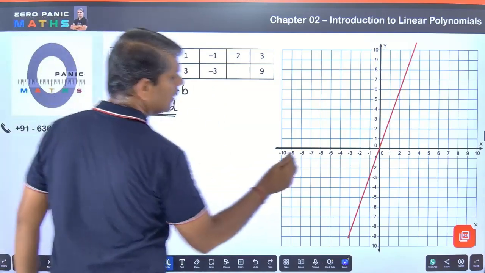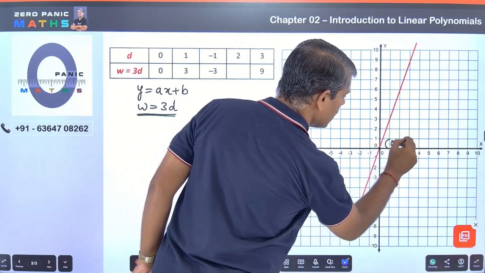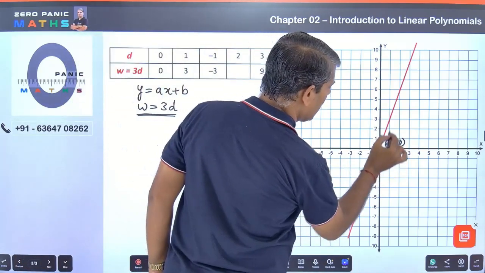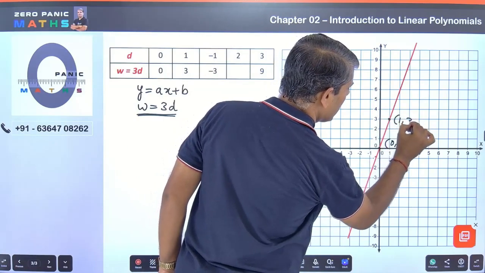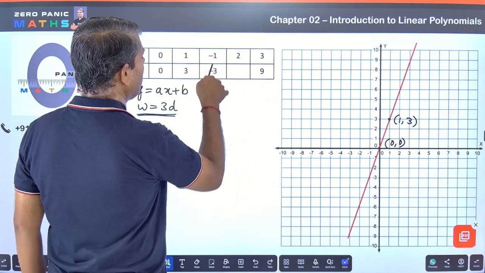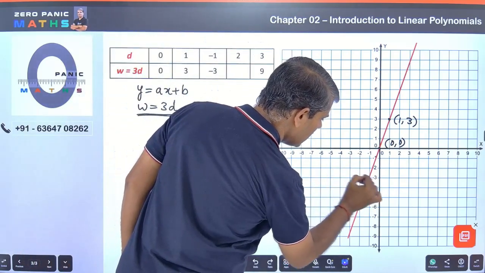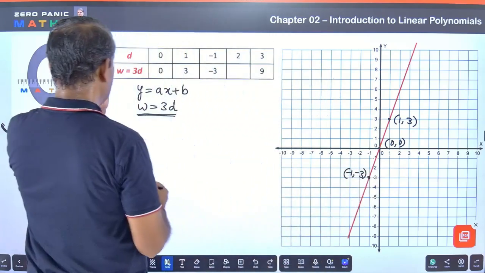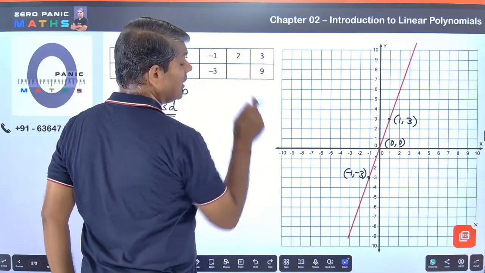0, 0, this is the first coordinate point. Okay, fine. Next is 1, 3. If it is 1, it is 3. See, it is passing through that. It is 1, 3. Next is minus 1, minus 3. So if it is minus 1, minus 3, see, it is minus 1, minus 3. Okay. Next, if there is a positive 3, then it is 9.